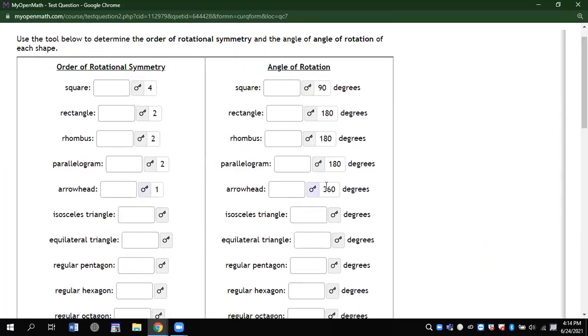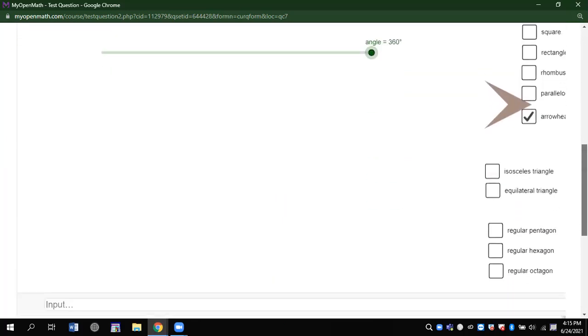And the degrees is 360. Right? It took 360 degrees for it to come back onto itself. The order's only once. There's only one time as you rotate it from 0 to 360 that it came back onto itself. How about an isosceles triangle?